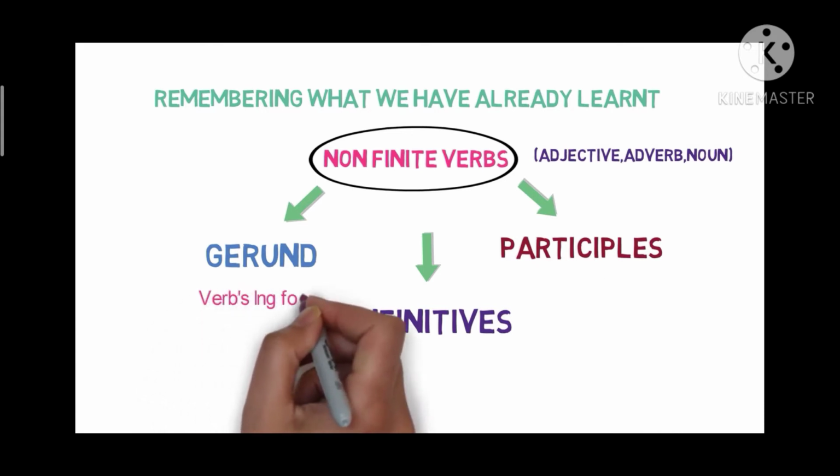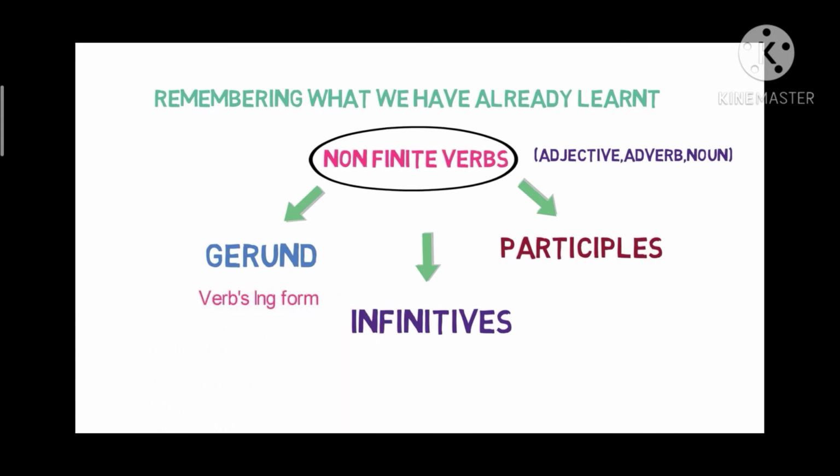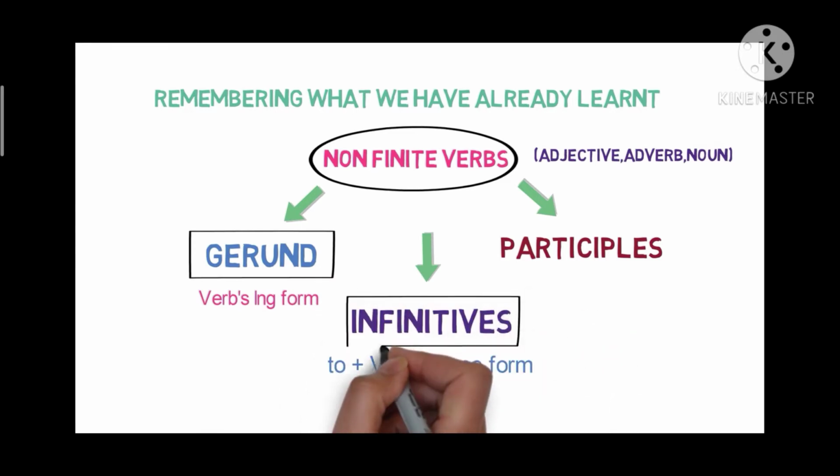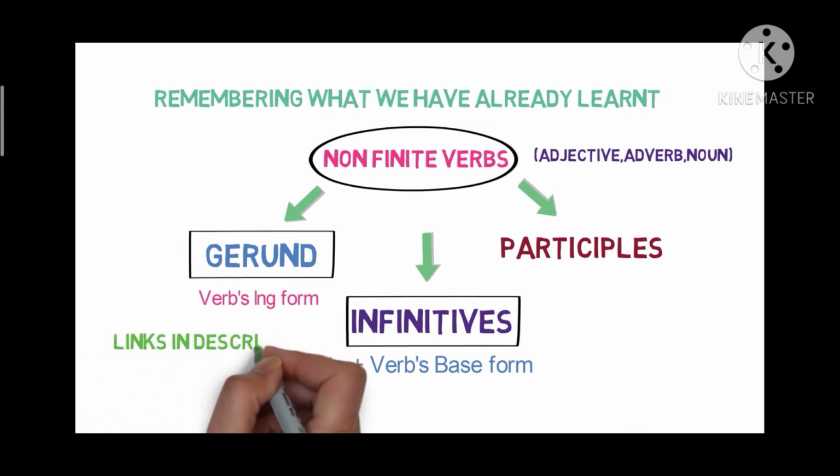Gerunds are ing form of verbs that behaves as a noun in the sentence. Infinitives are to plus verb's base form and behaves as noun, adjective or adverb in the sentence. We have discussed in detail both of these kinds of verbs in our previous video. Please check those videos if you haven't already or need a revision. Links for them are in the description.